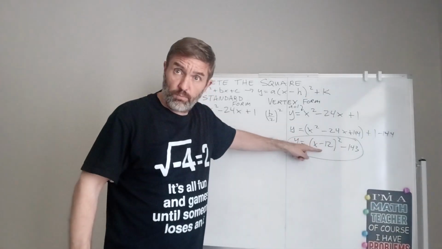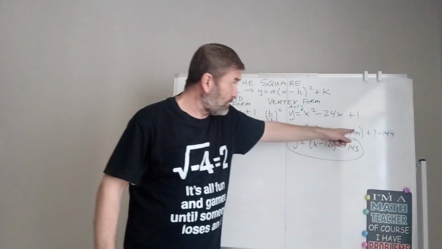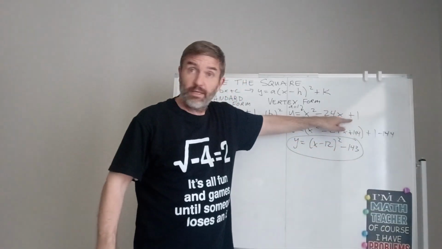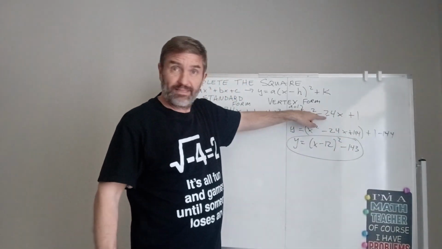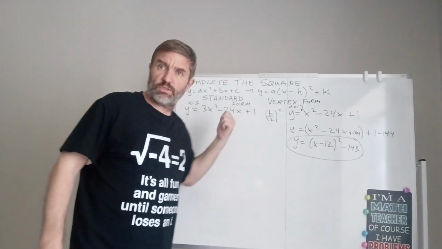So now if you multiply this out, you're going to get this, x squared minus 24x plus 144. And then the 144 minus 143 is going to give you the what? The plus 1. So you're going to get right back to this. So these are the same thing even though they don't look like it. So that's how you complete the square. So what's different over here?